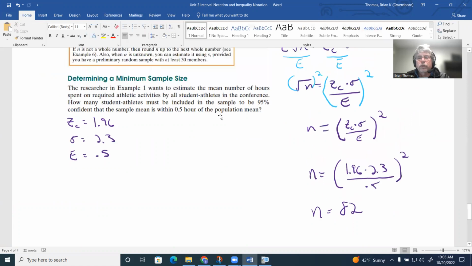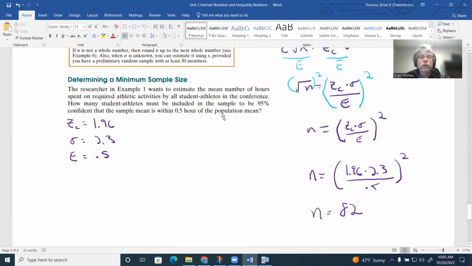Notice how our sample size was only 40. To get this type of margin of error of 0.5, we're going to have to increase our sample size up to 82, because I think our margin of error was like 0.7, and that was with 40 student athletes. So that gives you a little bit of an idea of how to define a minimum sample size.